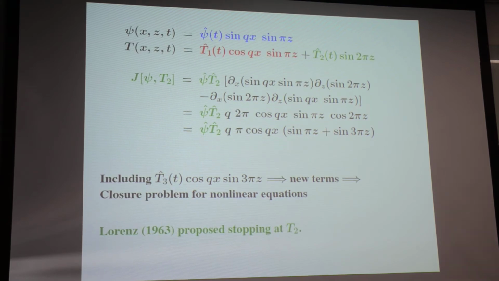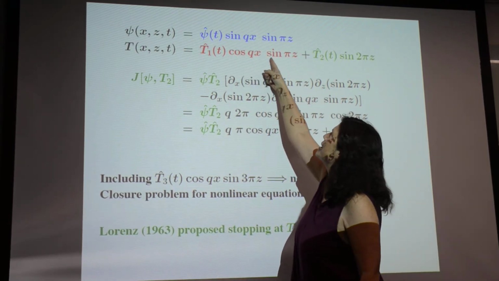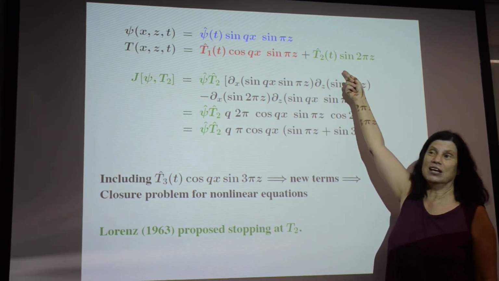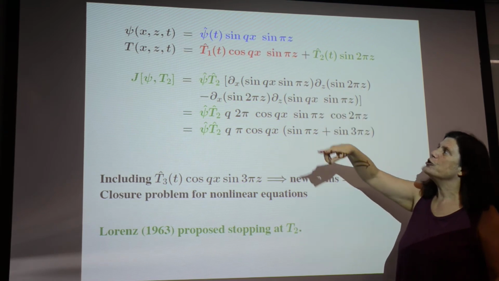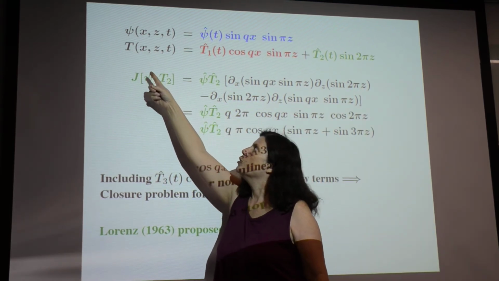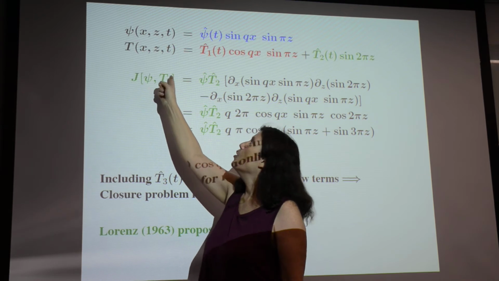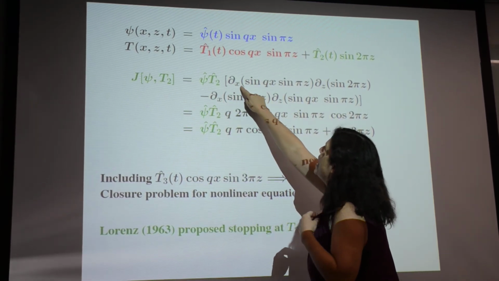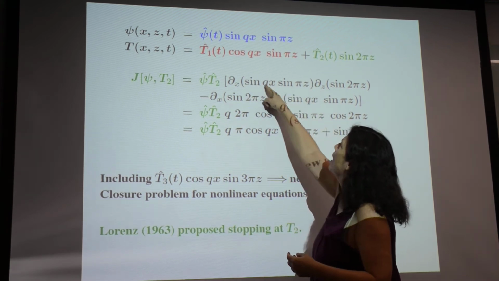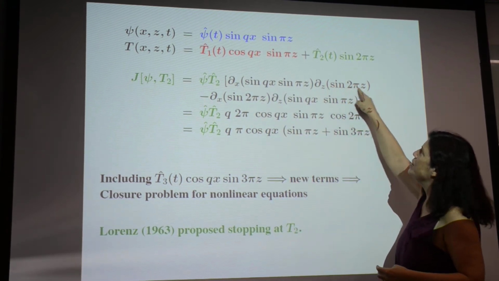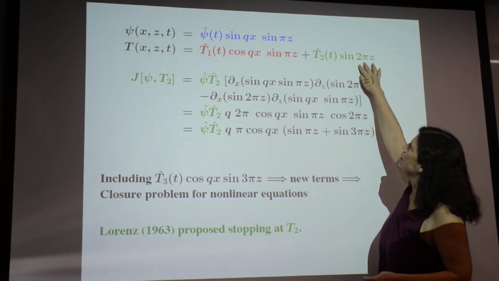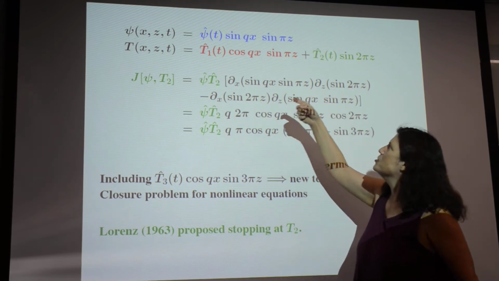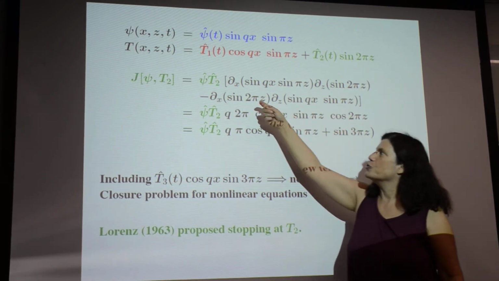So we do that. We have not just the t that was cosine qx sine pi z as we had before, but a new term that looks like the one we just found, the sine 2 pi z. And now, of course, if we're going to put this t into the equation, we're going to figure out what is psi with that t here. So let's do that. We have the x derivative of the psi and the z derivative of the new t, minus the x derivative of the t times the z derivative of the psi. This, of course, doesn't contribute.